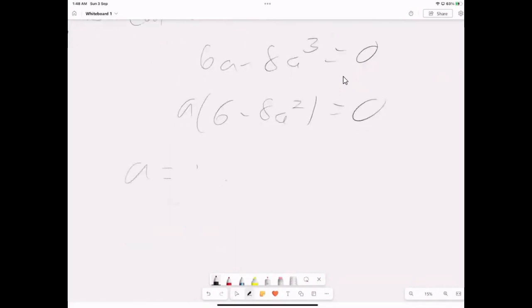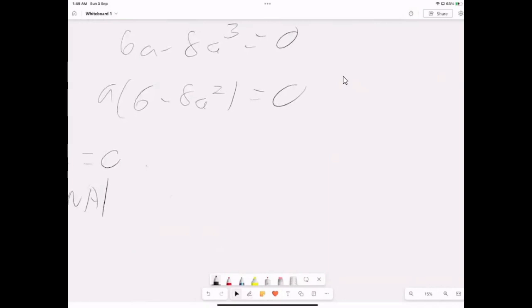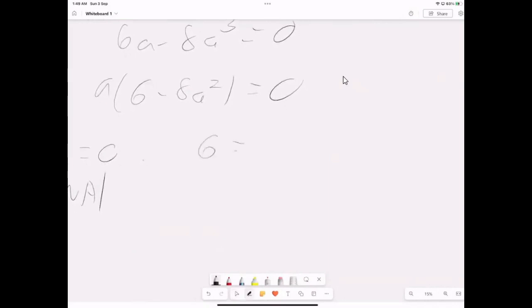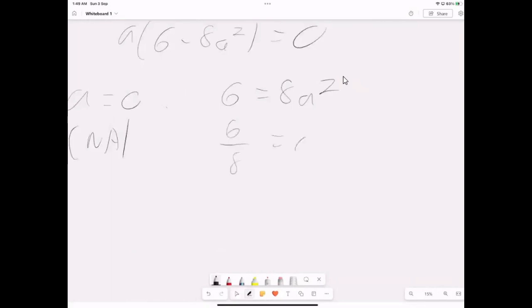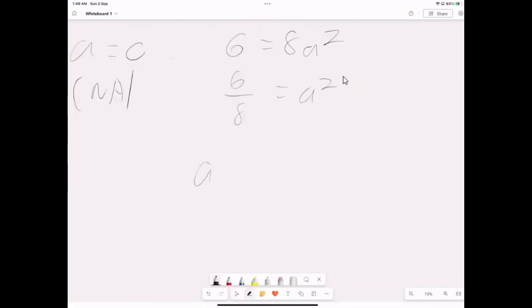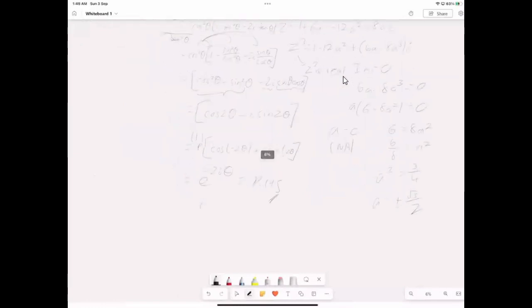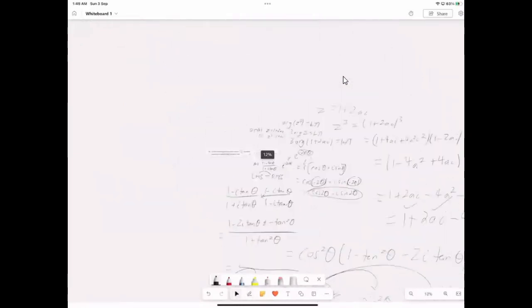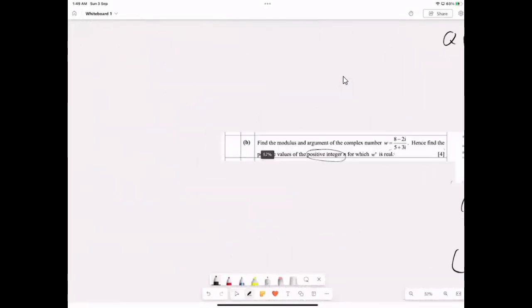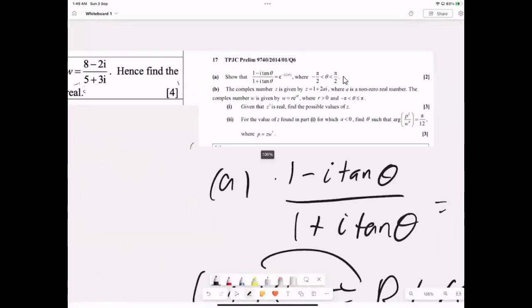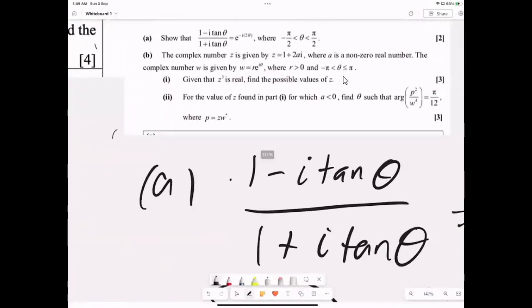So we have a equals 0, but we reject because we already defined a to be non-zero. So a² equals 3 over 4, so a equals plus or minus square root 3 over 2. See, it's a nice number. So okay, we got the value of a. Find the possible values of z.